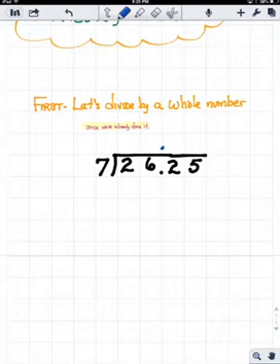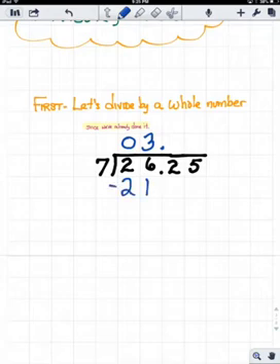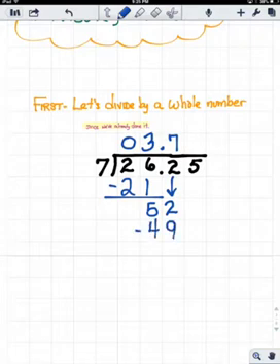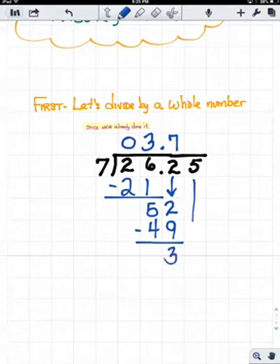Does 7 go into 2? No, it does not. Does 7 go into 26? Yes, it does. It goes into 26 3 times. 3 times 7 is 21. Let's subtract. 26 minus 21 is 5. Bring down the 2. Notice I don't care about that decimal. Once it's on this quotient line, I'm all set. So 52 divided by 7, well, 7 goes into 52 7 times. 7 times 7 is 49. Now I subtract. 52 minus 49 is 3. Bring down the last 5.